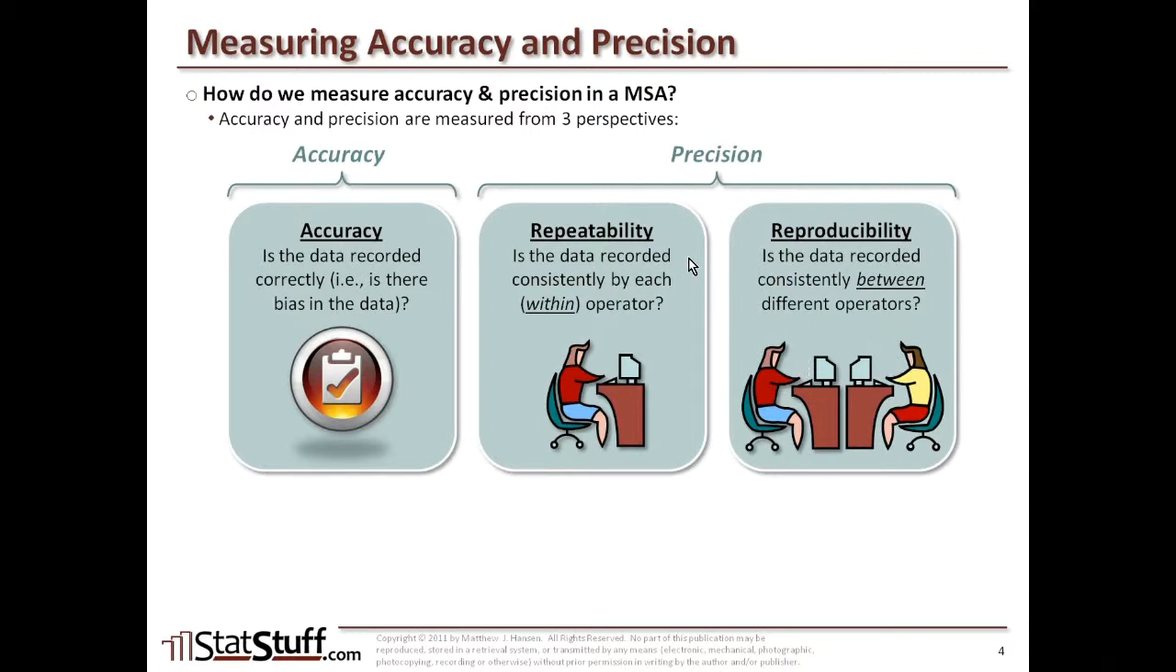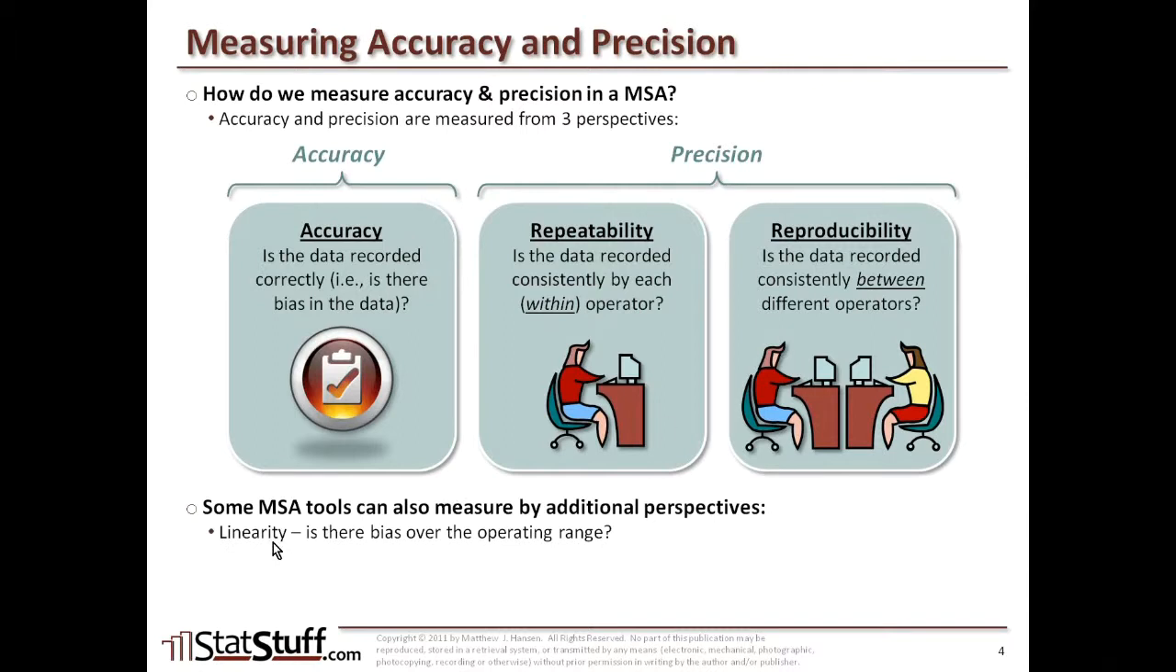Now, it might be confusing to remember the difference between repeatability and reproducibility. One way to remember it is that it takes two people to reproduce. In that way, reproducibility refers to when there are multiple people involved and you're doing the comparison between different operators.